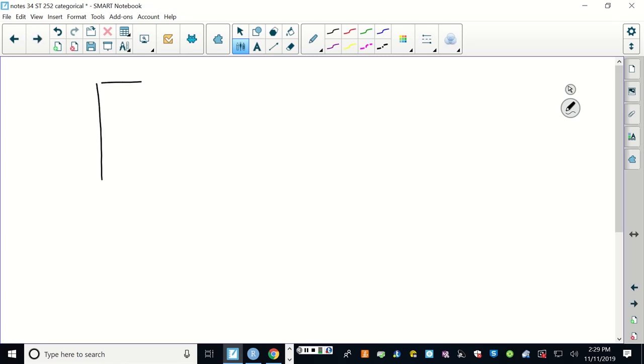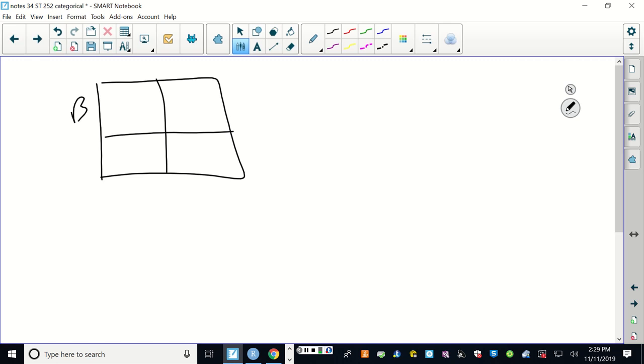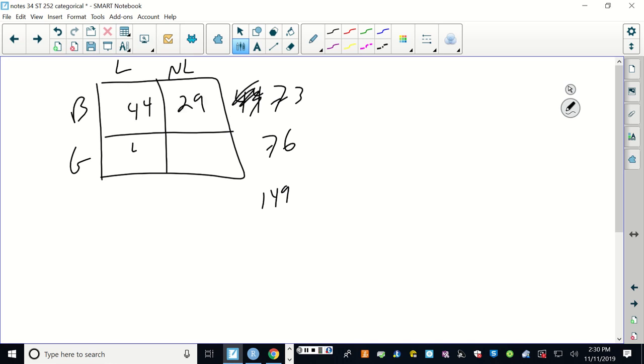Let's imagine we had a smaller sample size, kind of a pilot study. So let's say we had boys and girls, and we had 73 boys, say, and 76 girls. That's about a 10th of the size of those. So that's 149, about a 10th of the size of the original survey, right? And then like and not like. And say that we had 44 and 29 here, and 48 and 28 here.